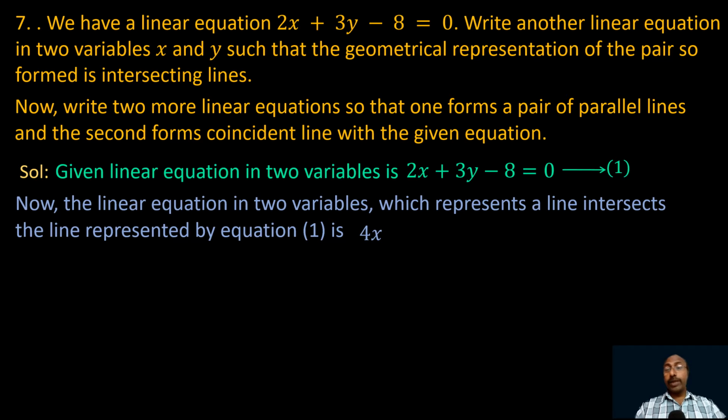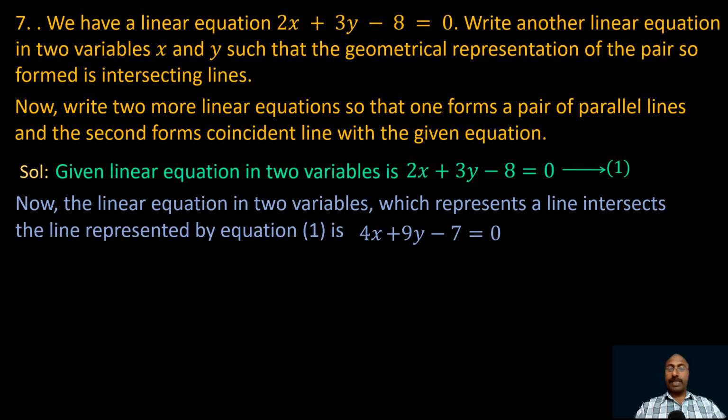Now don't take 2 times the y coefficient, because the ratio of x coefficients is not equal to the ratio of y coefficients. So here we have taken the ratio of x coefficients as 1:2, so we don't take the ratio of y coefficients as 1:2. That is, we don't take the coefficient of y as 6. So except 6 we can take any value for the coefficient of y. So I am taking 9. So plus 9y minus 7 equal to 0.